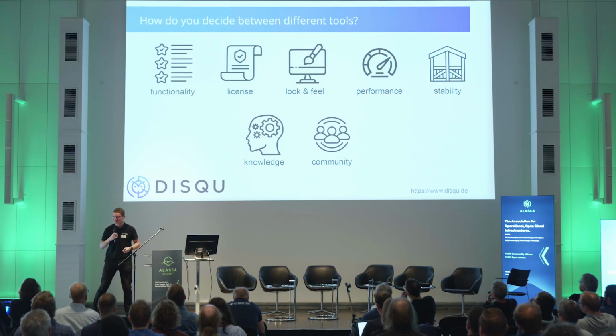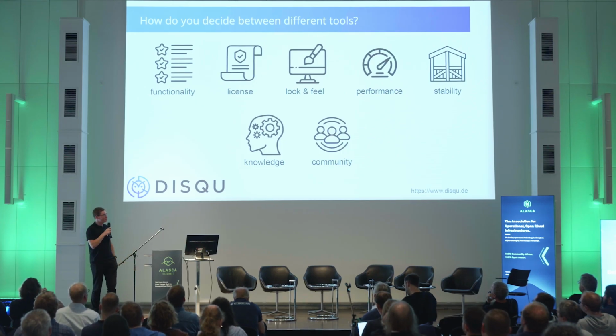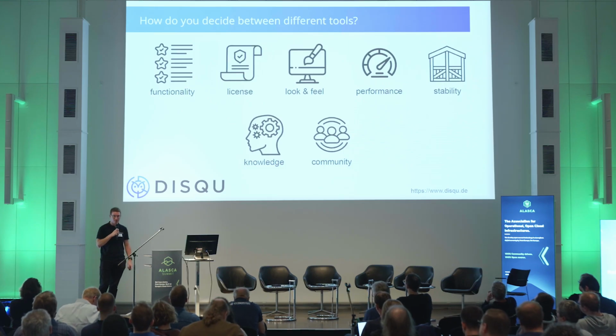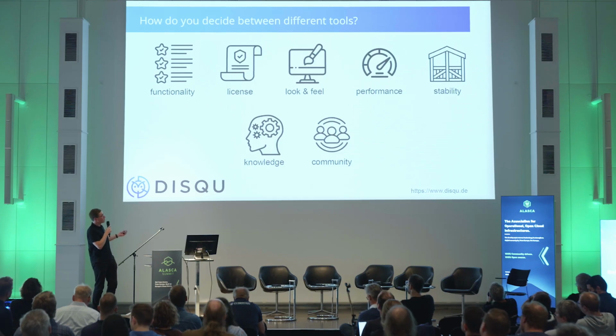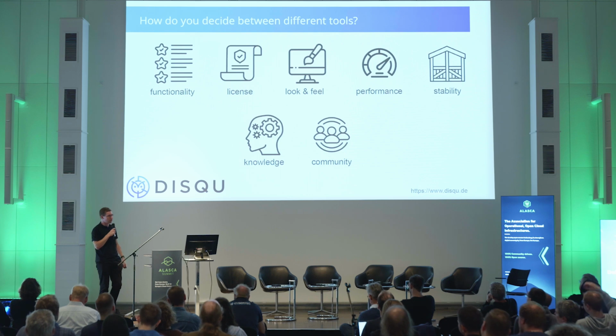Looks like this one. So yeah, I guess all of you already had the opportunity to choose some software you want to use, or maybe some libraries you want to use in your software. And of course, you need some criteria to do this. So first of all, you have to take a look at the functionalities. So are the tools doing what you want to have done?